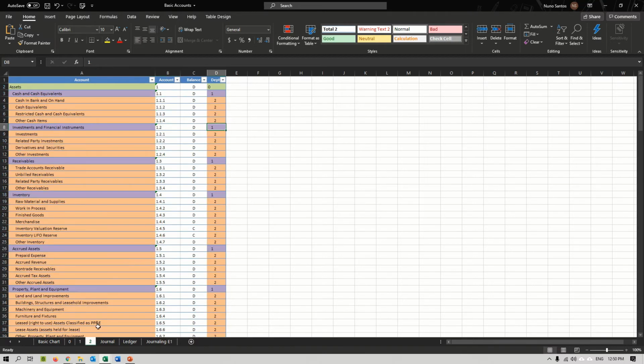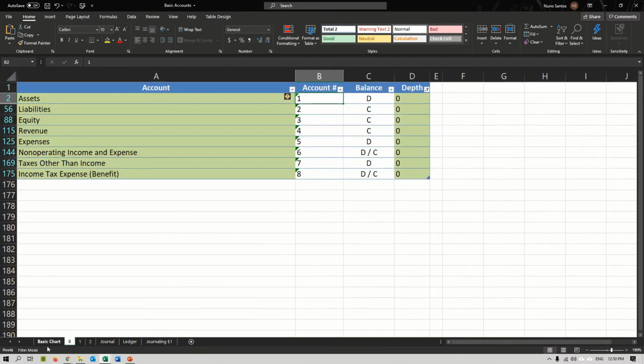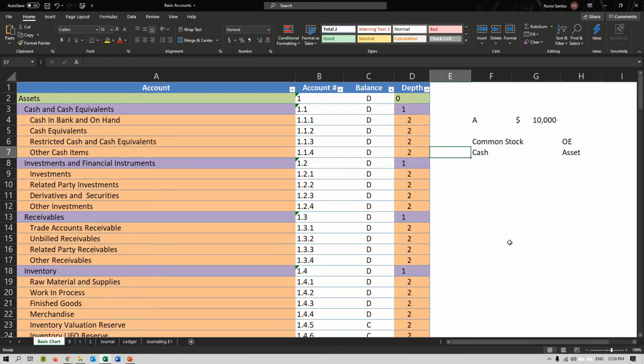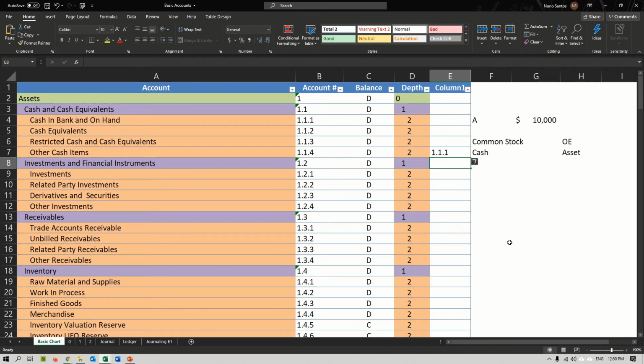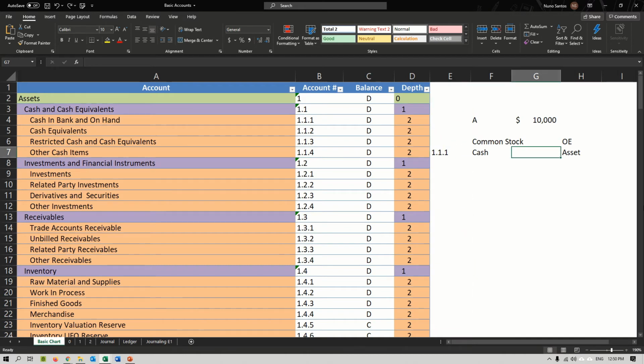Now I go to the second level, and I find my 1.1, here it is, and now I have to define out of these four which one it will be. And here I have cash in bank and on hand, cash equivalent, restricted cash and cash equivalent, and other cash items. In this case, it would be this one because it's cash on hand or cash in the bank. And therefore, now I know that the code for my cash account would be 1.1.1. And that's how I found my cash account. Let me place it here. There you go. All right.